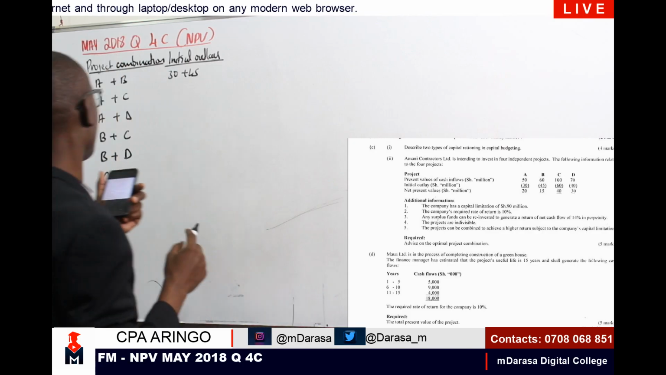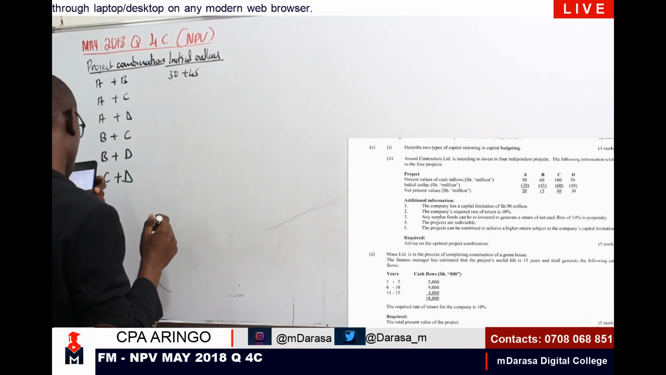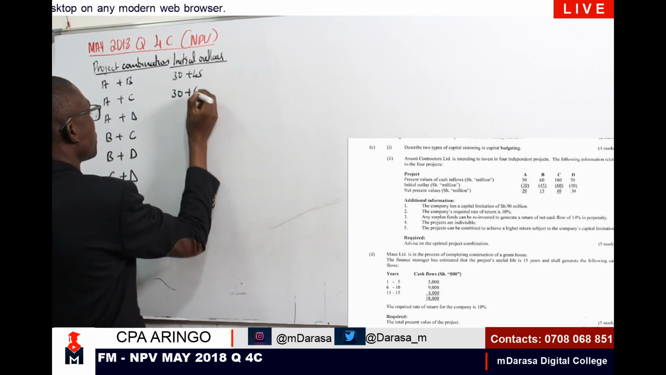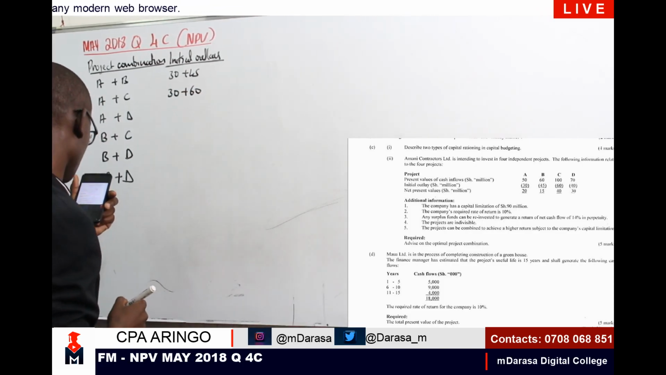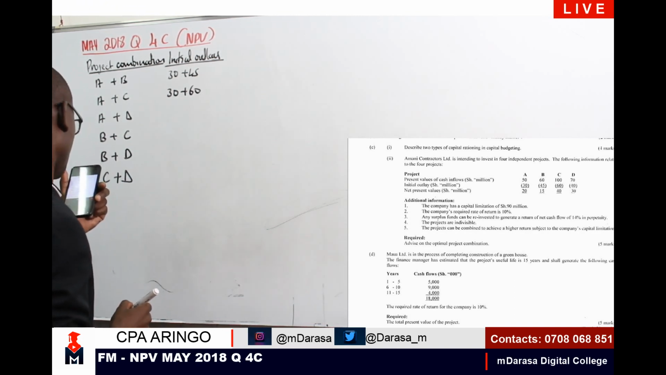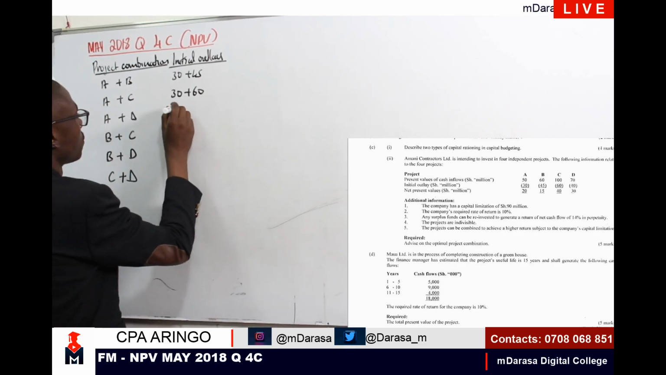A and C, I'm having an initial outlay of 30 and 60. 30 plus 60. The other one, I'm having 30 and 60. The other one is A and D. For A and D, I'm having 30 and 40.